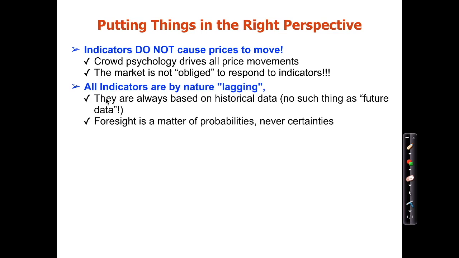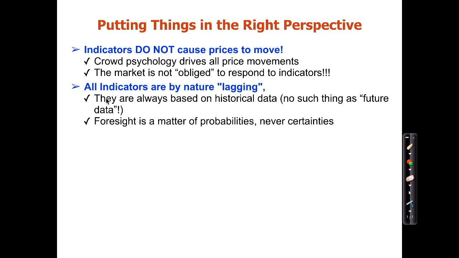So understand that all indicators by nature are lagging indicators. They are always based on historical data, and there's no such thing as future data. In other words, foresight is always a matter of probabilities and never certainties. We never use technical analysis to predict with certainty because there is no certainty. We use it to anticipate the probability of price movements.